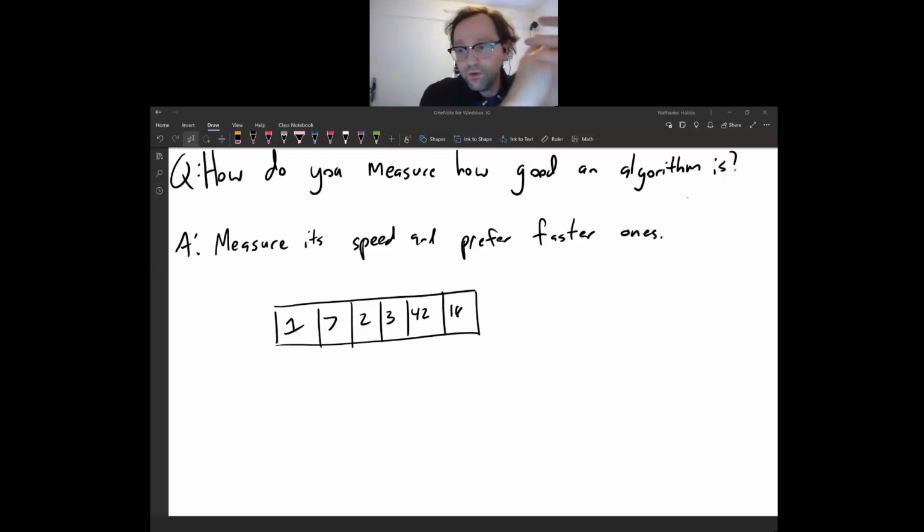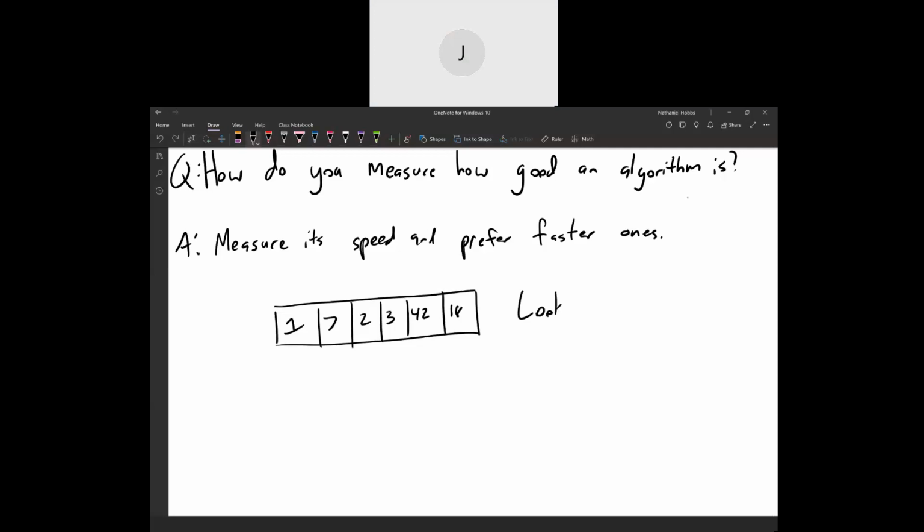But Professor, can you just repeat the question one more time? Sure. I haven't even stated the question yet. So what I want to talk about is how do you measure the speed of an algorithm? Let's say you're looking for the same as above, look for 3. How many steps does that take?